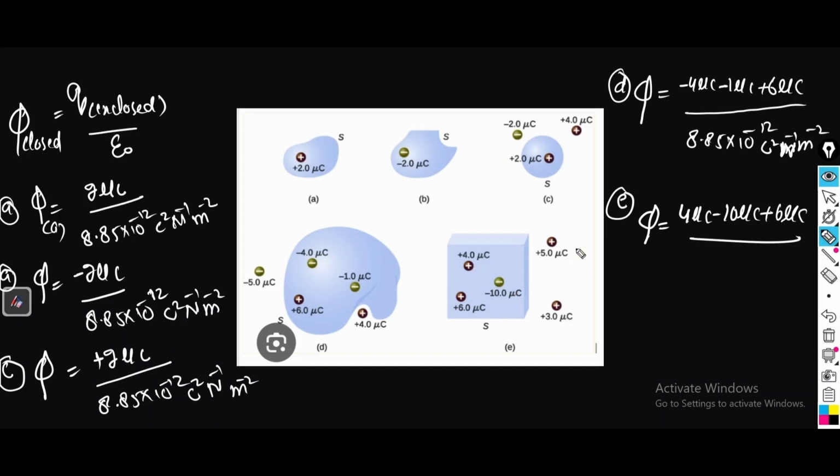Okay, we will not write these two charges, one is plus 3 microcoulomb and the other one is plus 2 microcoulomb, because they are outside this Gaussian surface, and all of them divided by 8.85 multiplied by 10 raised to the power minus 12 coulomb square per newton per meter square. So this is the concept of the Gauss law: we put only the charges which are enclosed by the surface, and we do not include the charges which are outside the surface.